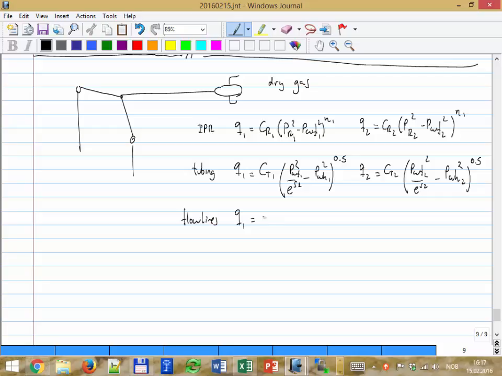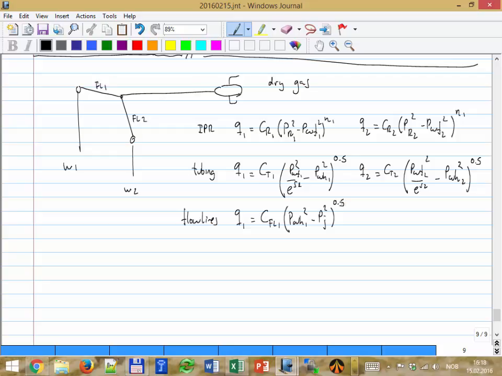And here we have Q1 equal to CFL1, this is flow line 1, flow line 2, this is well 2 and well 1. Here we have P wellhead 1 squared minus P junction squared, to the power of 0.5, like that. Q2 equals C flow line 2 times P wellhead 2 squared minus P junction squared, to the power of 0.5. And then I have the pipeline equation, which is Q1 plus Q2 equal to C pipeline times P junction squared minus P separator squared, to the power of 0.5. Right? So finally, those are all the equations that we have.